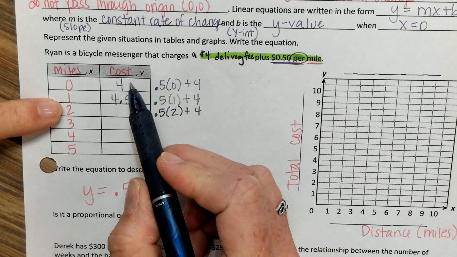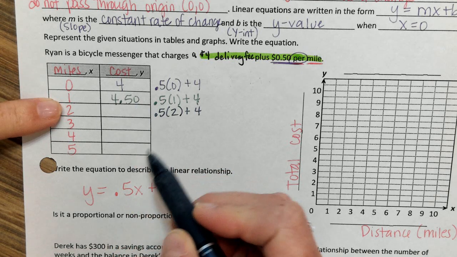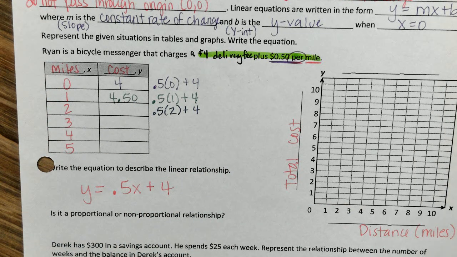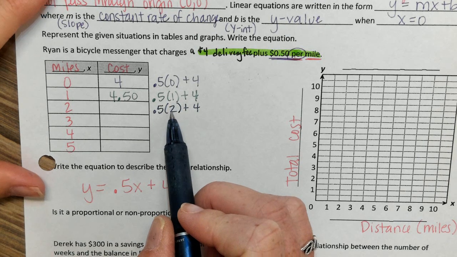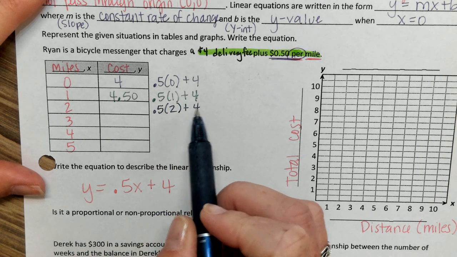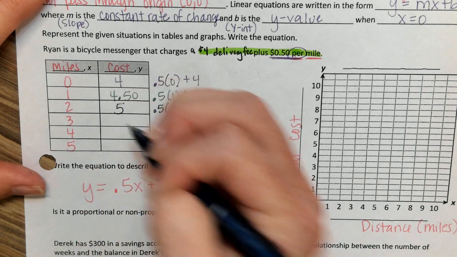What do y'all notice, though? What's it going up by? It's going up by 50 cents, so it's probably going to be 5, but let's check it out. Half of 2 is 1, and 1 plus 4 is 5. So $5.